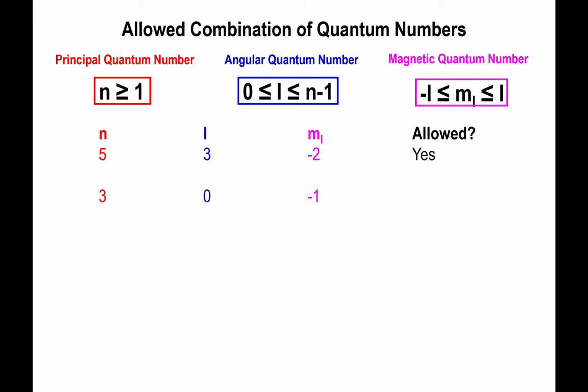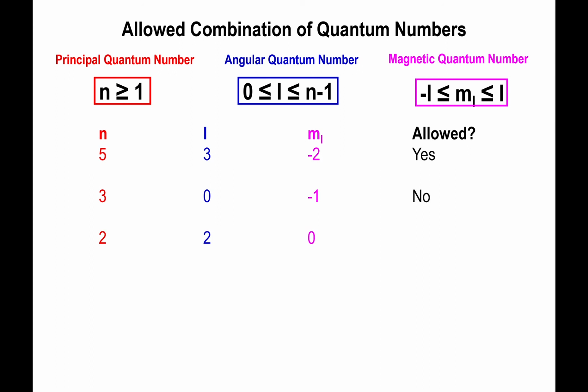Now let's take a look at another set. N equals 3. If n equals 3, we know that L can go up to 2. And look at the value of L, L is 0. So that's definitely below 2, so we're totally fine with that value. So the first two are okay. If L equals 0 though, m sub L can go from negative 0 to positive 0. In other words, m sub L can only be 0. And since m sub L here is not 0, this set of quantum numbers is not allowed. This is not an actual set.